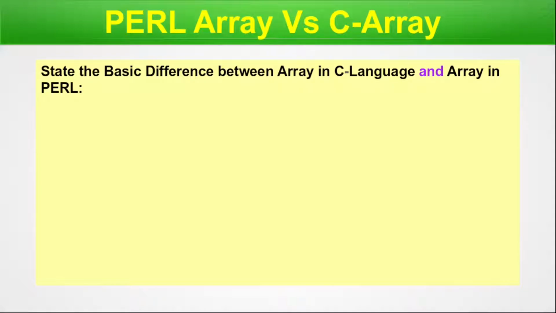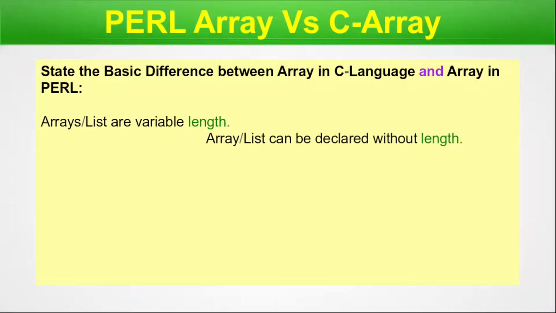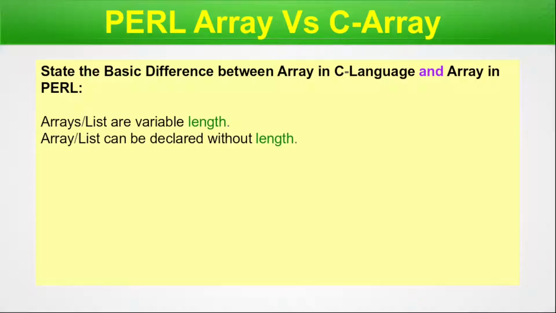State the basic difference between the array in C language and array in Perl. So here I am going to give you a broader level difference. However, many minute level questions could be asked. So take this slide as a pointer and do your own research on the different angles from which this question can be asked. In Perl, array or list are of variable length, whereas in the C language, we have to define the array with a static length. In Perl, array or list can be declared without length. This is not at all possible in C language. At the beginning, during the declaration of the array variable, you have to also mention the length of the array variable.